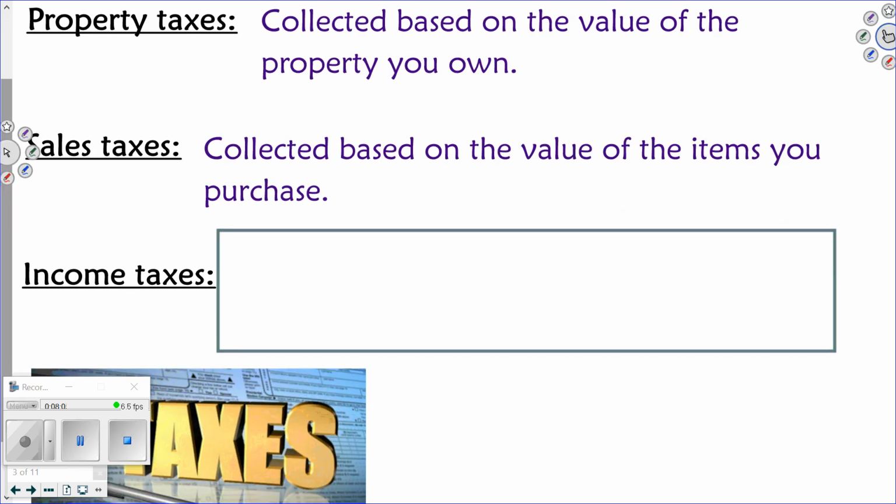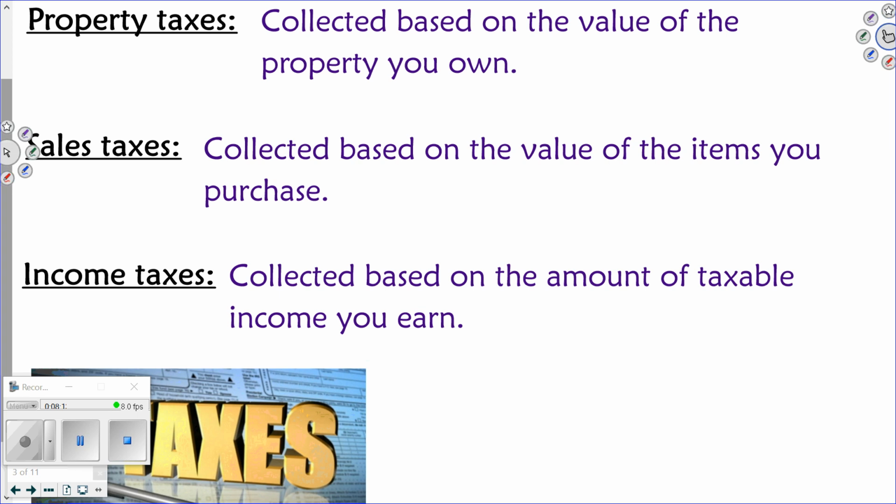All right. And then income taxes. What's income taxes? That one's based on how much money you make, your salary. Collected based on the amount of taxable income you earn. So when you get paid, you look and see what comes out, like your federal taxes, state taxes, Ohio taxes, city taxes. They tax you like crazy.